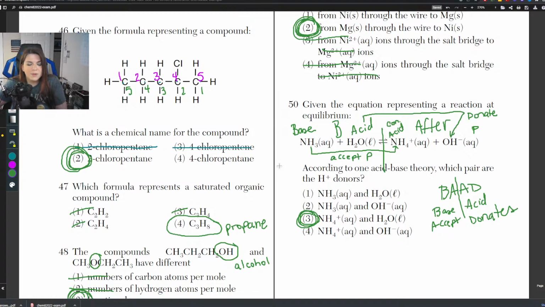Because again, it's asking you about two things. It's asking about NH4 and about water. But it's asking which ones are donating, and the way they're able to ask this is because it's in equilibrium. It goes forward and back.